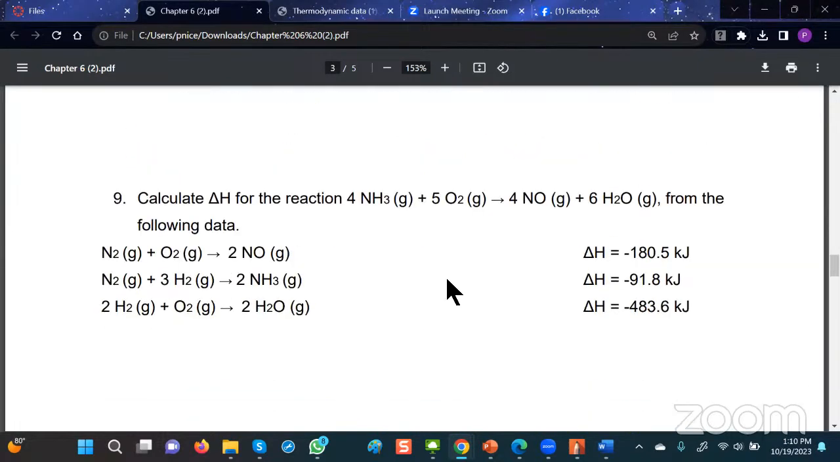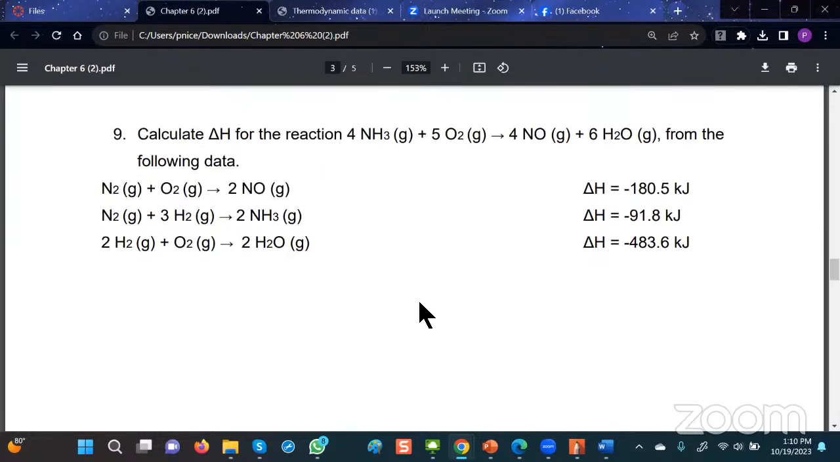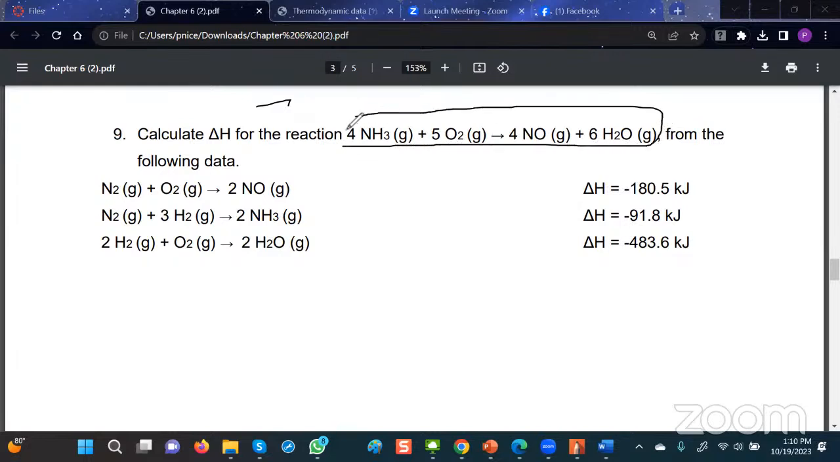Okay, so all right, this question is a typical Hess's law question, very similar to what we did earlier. All right, so let's see if you guys can tell me what you would do in order to solve this problem. They gave you these equations and their corresponding enthalpy change values. And the question is asking for you to calculate delta H for this reaction here. So, any ideas? Let me hear what you think about this.